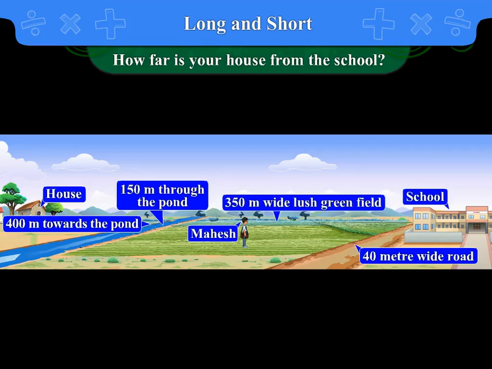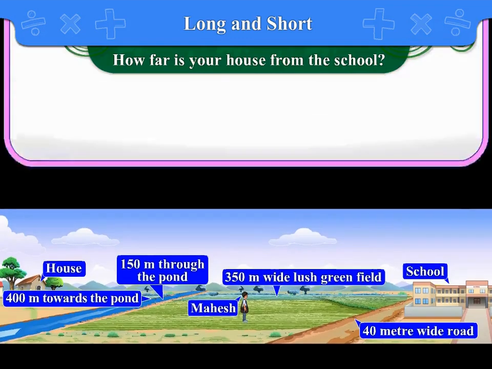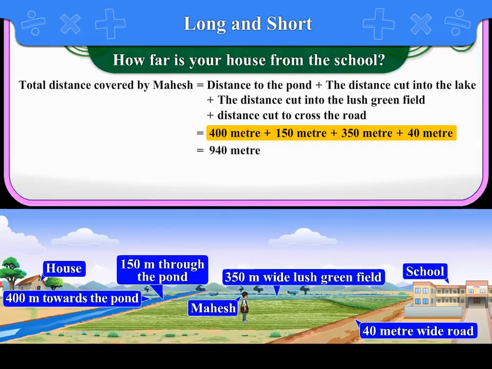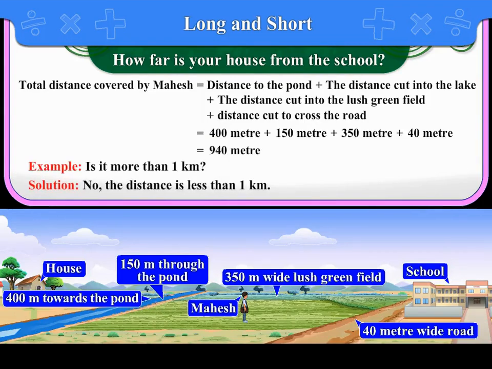Let us calculate the distance Mahesh has to walk every day to reach the school. Total distance covered by Mahesh is equal to 400 meter plus 150 meter plus 350 meter plus 40 meter is equal to 940 meter. The distance Mahesh travels is 940 meter. Example: is it more than 1 kilometer? Solution: no, the distance is less than 1 kilometer.